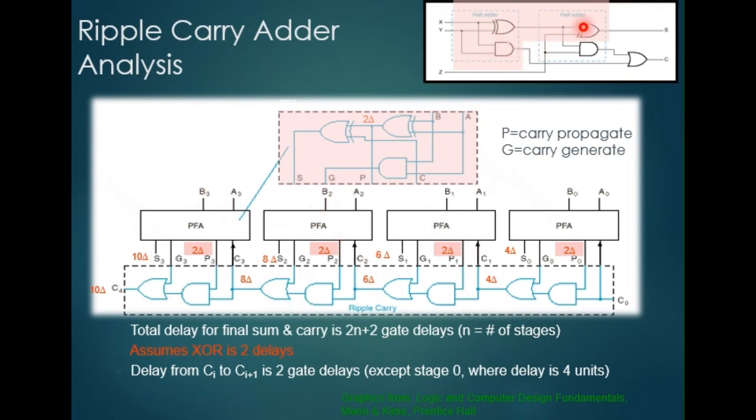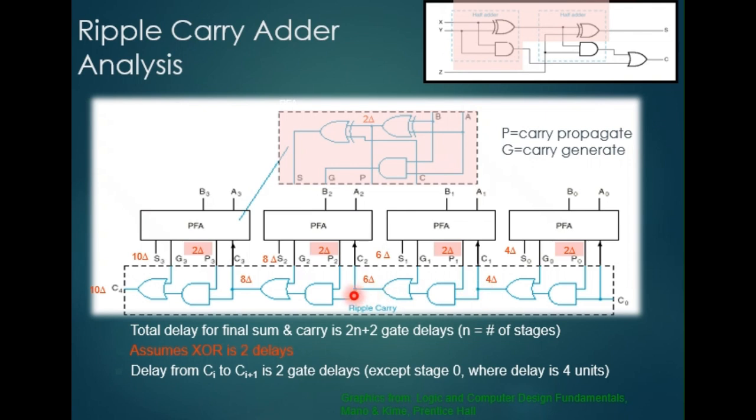We partition the circuit such that the 2 XOR gates and the first AND gate are put in this block, which we call the partial full adder. The remaining AND gate and OR gate we put outside here. The reason we partition the circuit like that is to show the propagation path that is connected here.